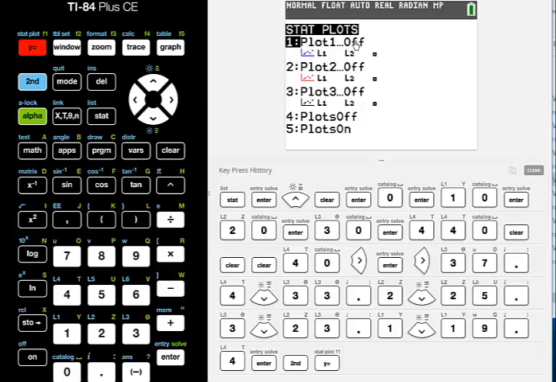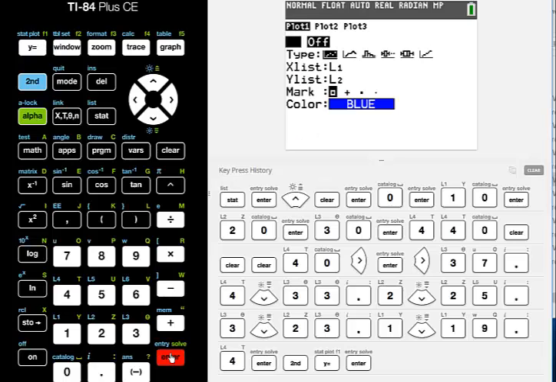You'll see that right now it's off. I need to turn it on. I can choose it by just hitting Enter. And notice that off right now is highlighted. All you need to do is hit Enter on the on, and now on will be highlighted.